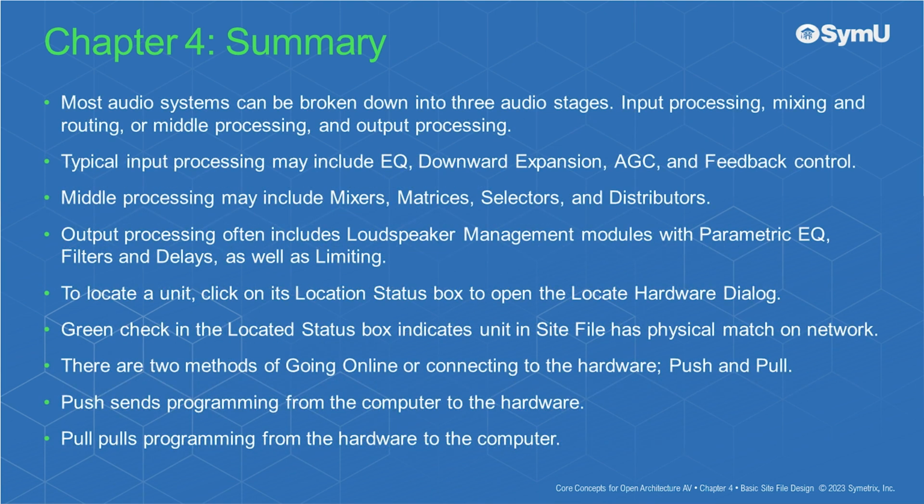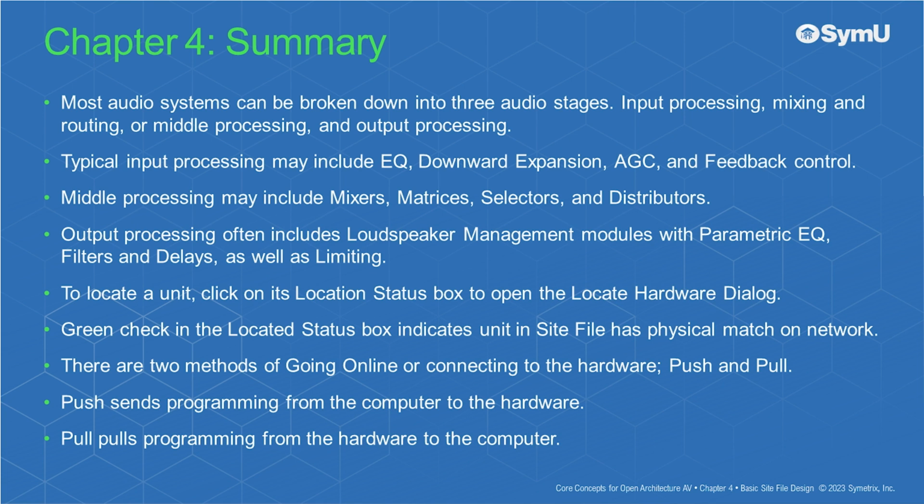Most audio systems can be broken down into 3 audio stages: input processing, mixing and routing (or middle processing), and output processing. Typical input processing may include EQ, downward expansion, AGC, and feedback control. Middle processing may include mixers, matrices, selectors, and distributors. Output processing often includes loudspeaker management modules with parametric EQ, filters, and delays, as well as limiting.